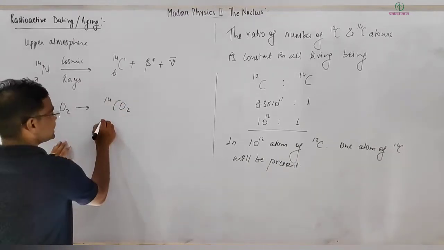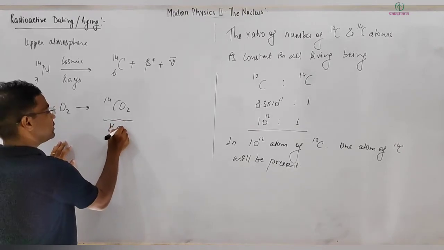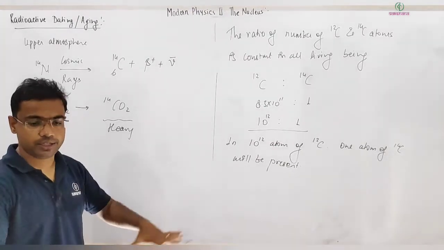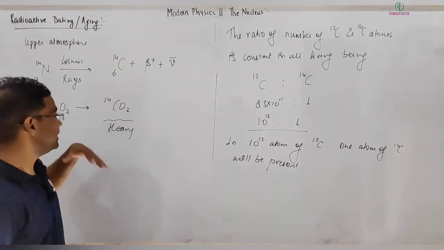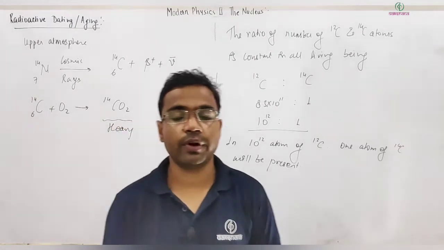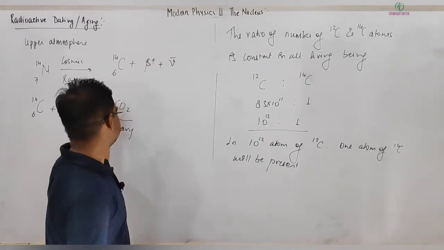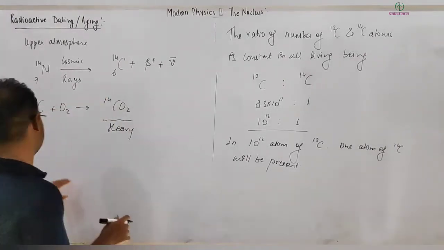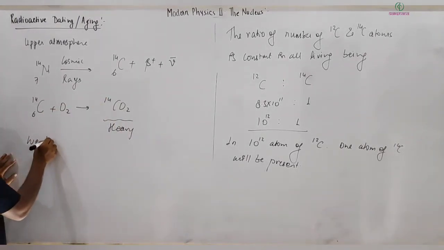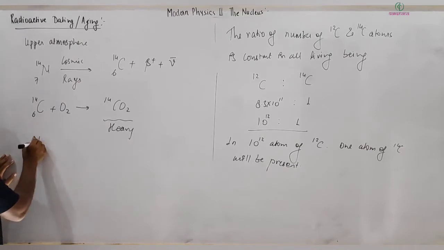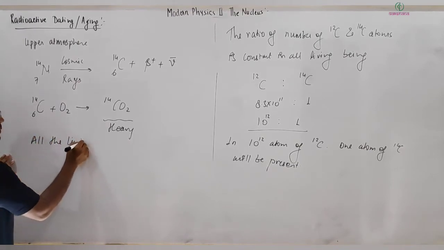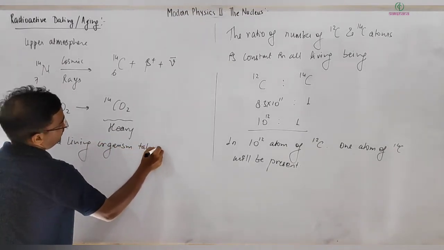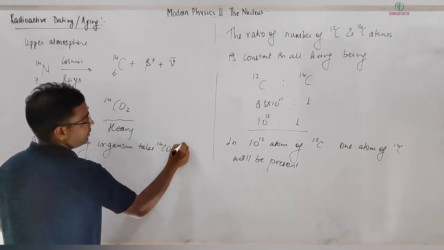Right, and this CO2, because it's heavy, comes down on the earth near the atmosphere, near the ground surface. And when we take carbon 14 CO2, it goes into the body of all the living organisms. So I will write: all the living organisms take CO2 14 from the atmosphere.